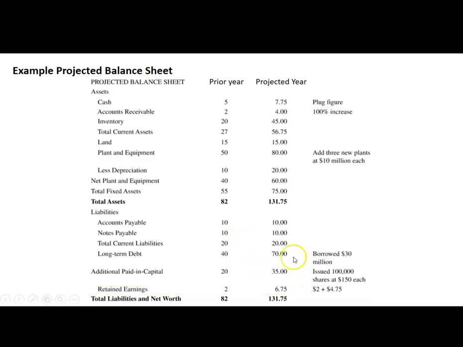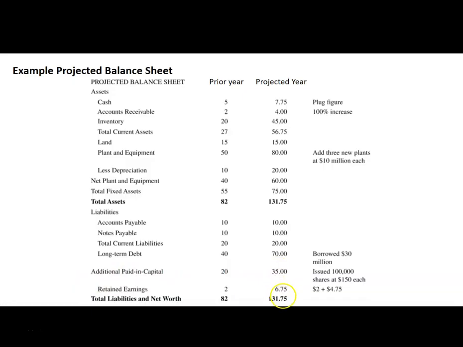Then same down here, right? Long-term debt increased a bunch from 30 to 70. Why? Because the firm borrowed $30 million, right? It had some new plants to pay for. So obviously long-term debt would also go up. Also, they issued some shares, and so because of that, the additional paid-in capital went up as well.